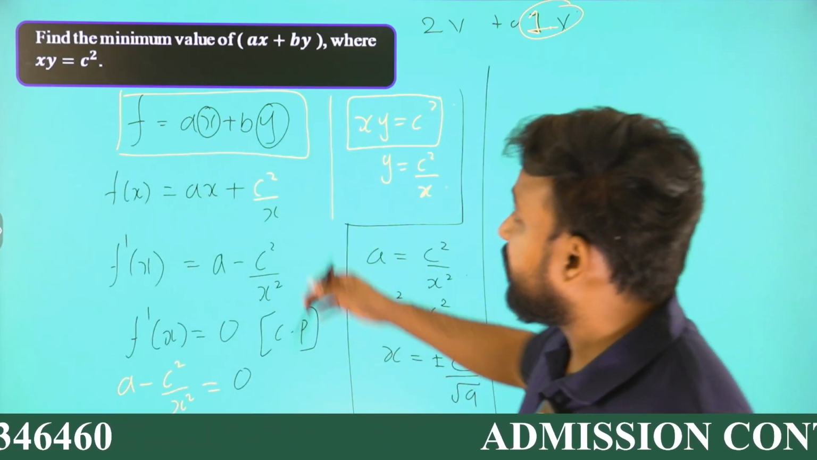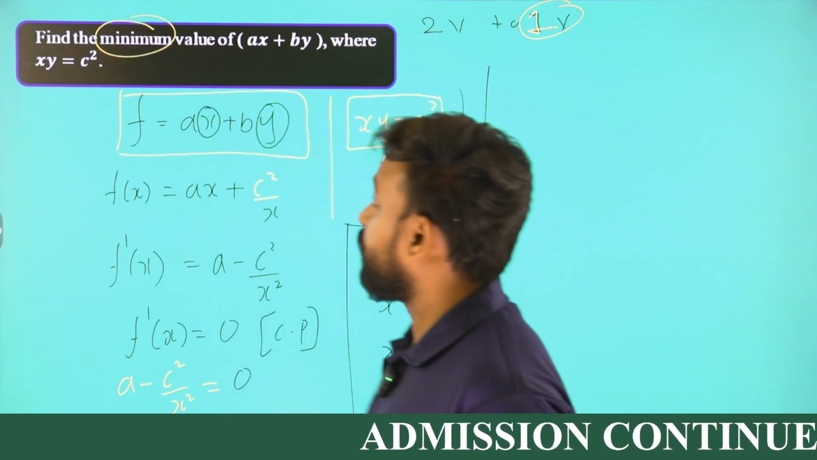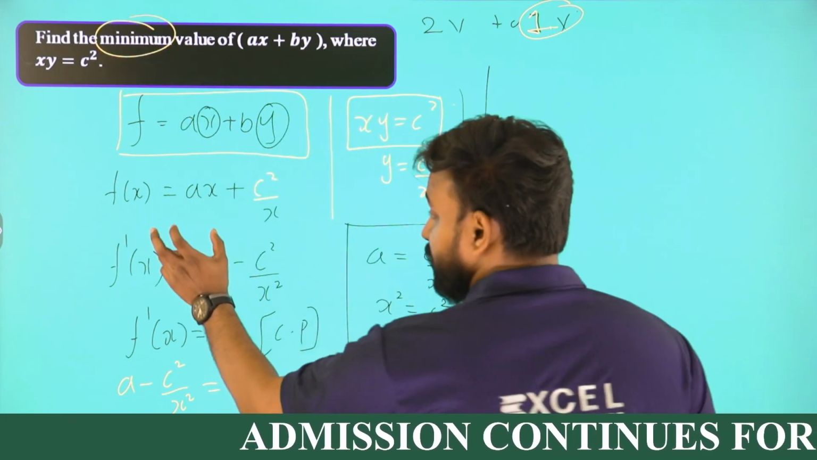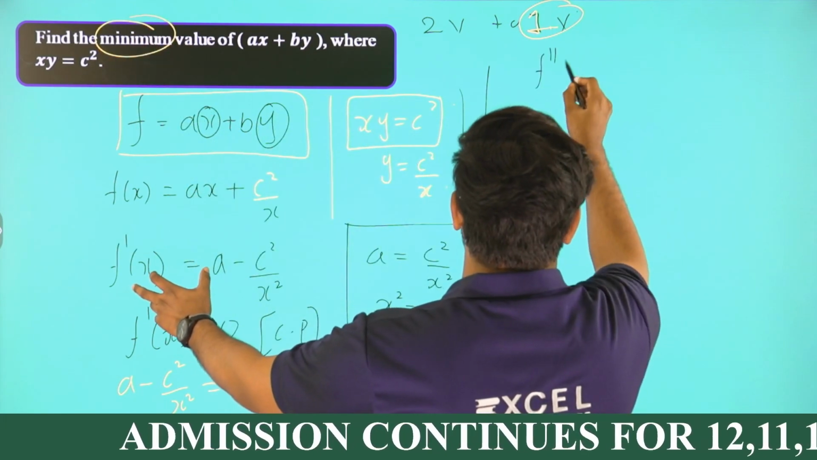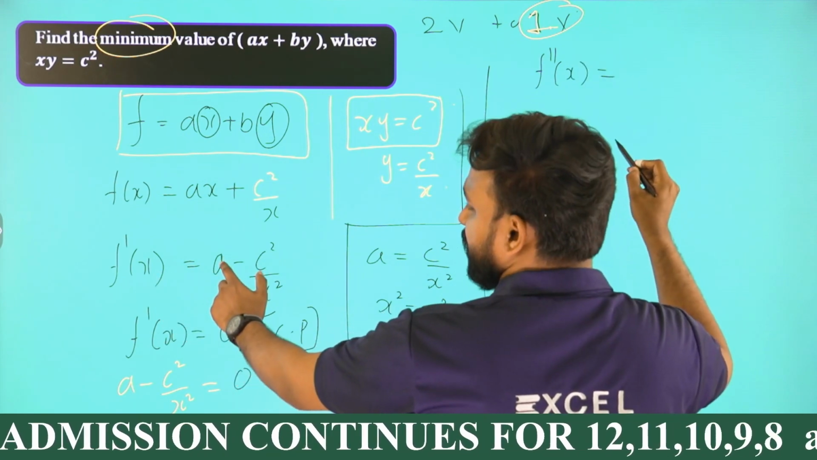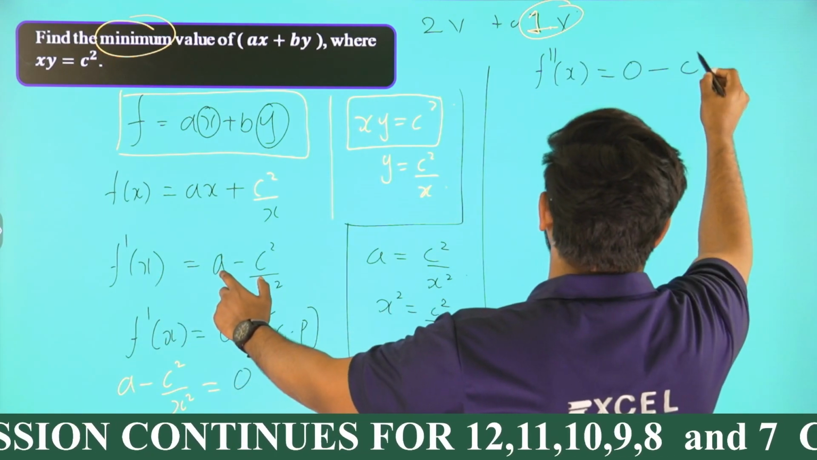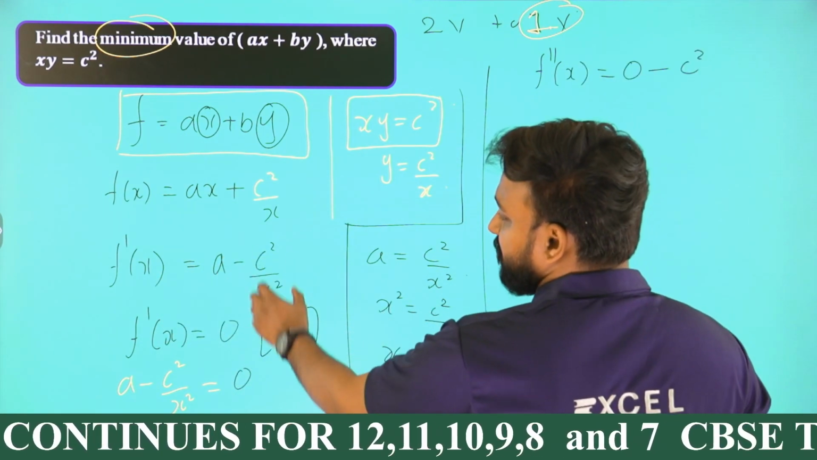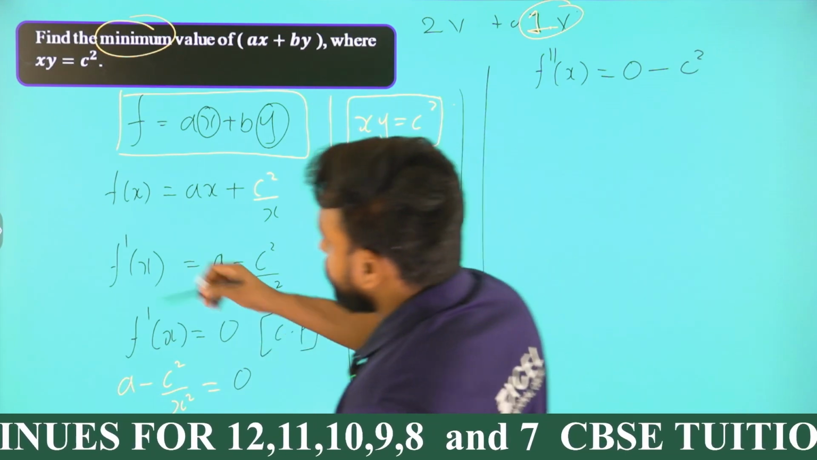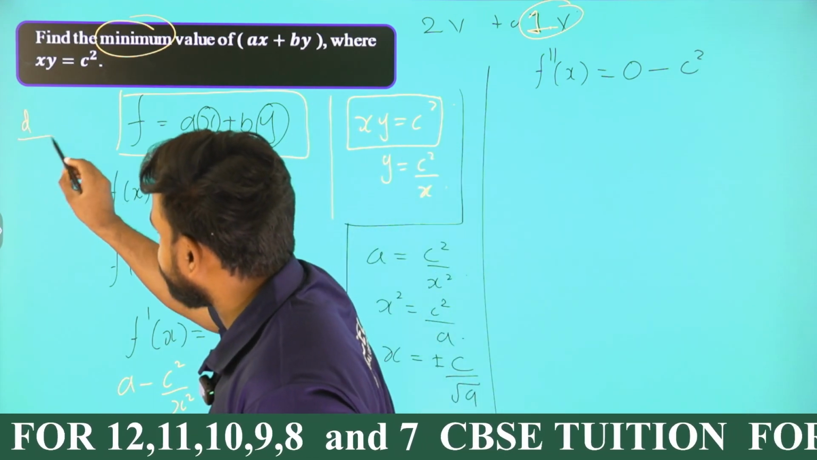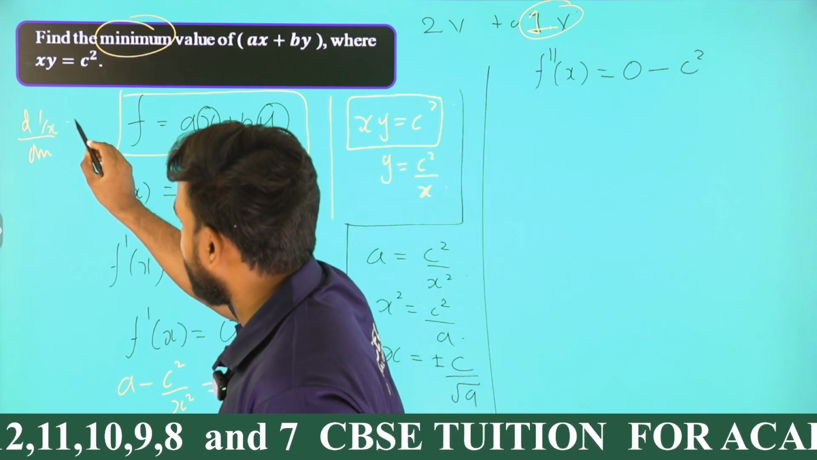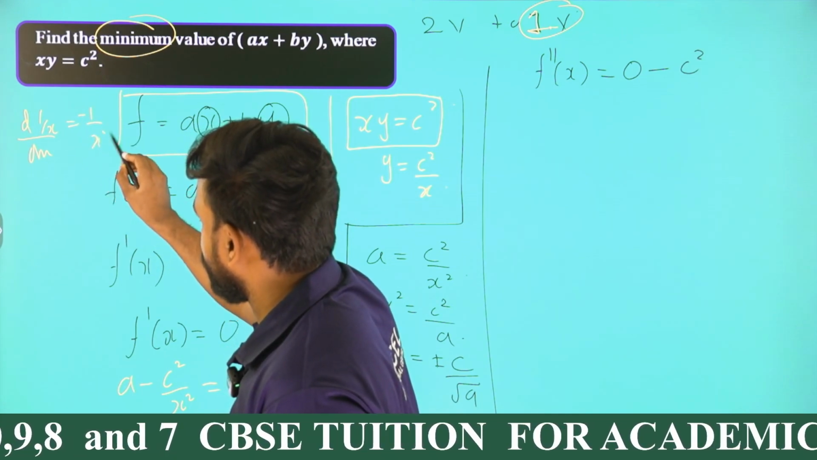Out of these, we need to find which one is minimum. So we go for the second derivative test. We have to differentiate this again. So f double dash of x: the derivative of a is a constant, minus c square is a constant, and the derivative of 1 by x square. Listen, when I differentiate 1 by x, I'll get minus 1 by x square.